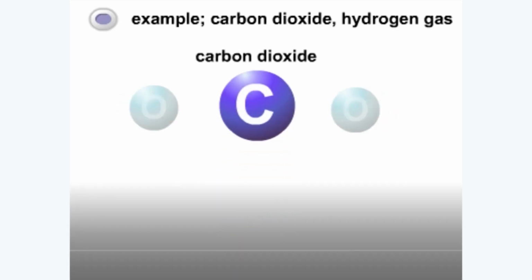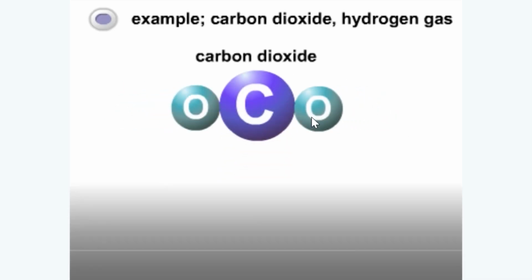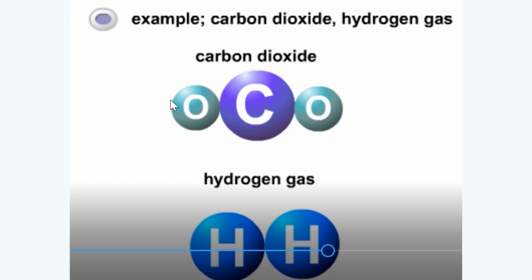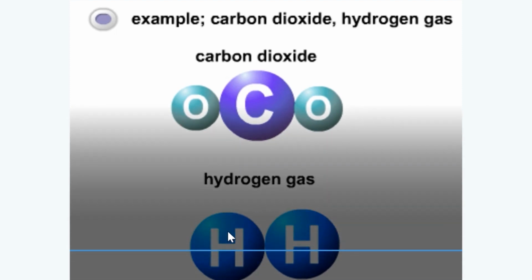Next, let's look at other examples. A carbon dioxide molecule is made up of 1 carbon atom and 2 oxygen atoms. Therefore, a carbon dioxide molecule is an example of a molecule that is made up of 2 types of atoms. Hydrogen gas. A hydrogen gas molecule is made up of 2 hydrogen atoms. So, this is an example of a molecule which is made up of the same type of atom.